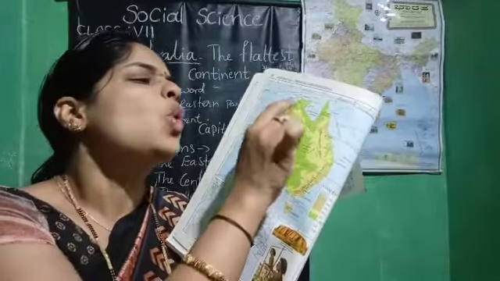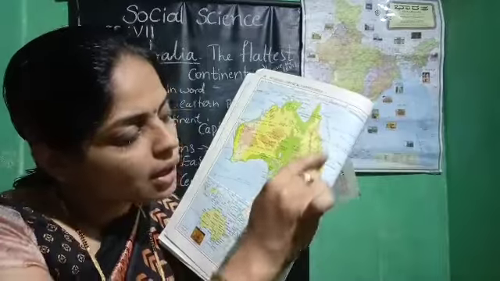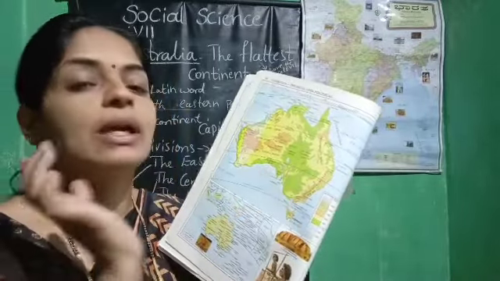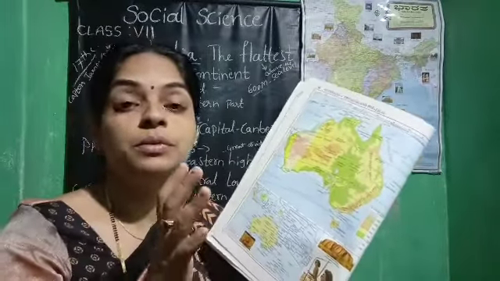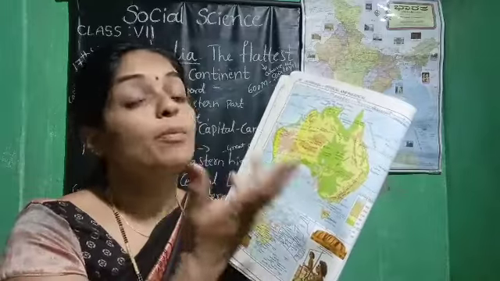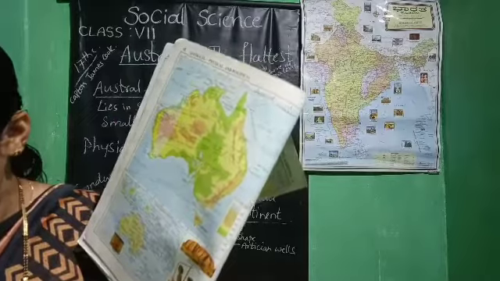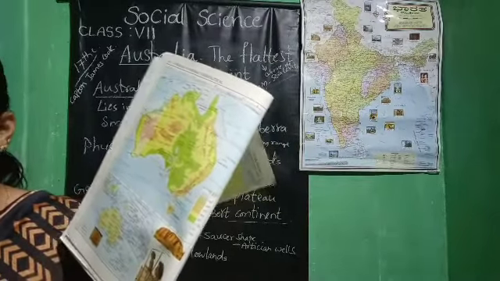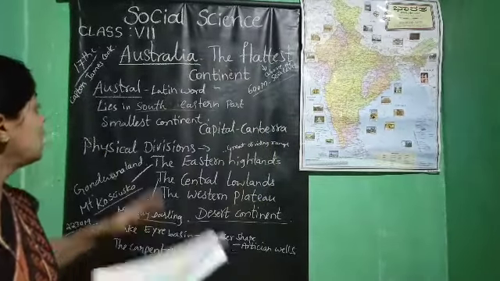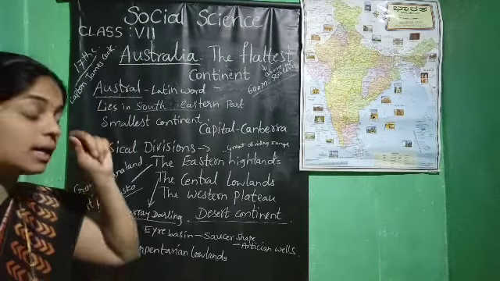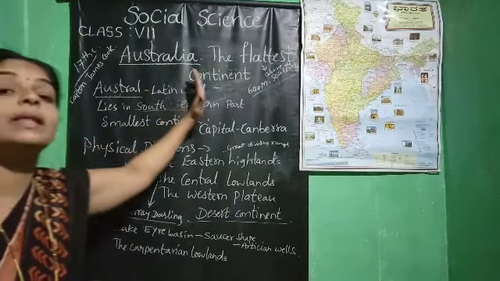Why? Because only in the northern part and half of the Tasmanian land can we see the population. Okay, so it is the smallest continent. Then I already said that there is a physical division. And one more thing, children, how does Australia get its name? It is derived from the Latin word.